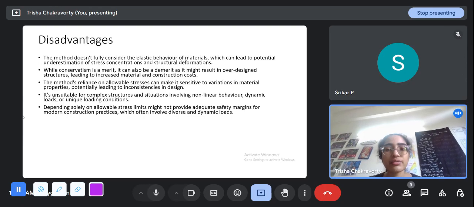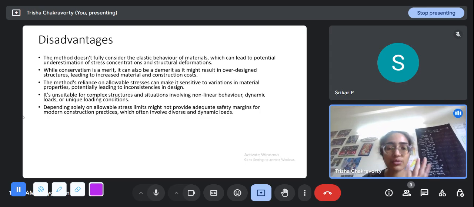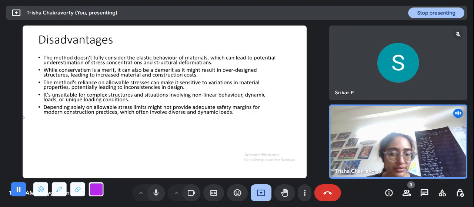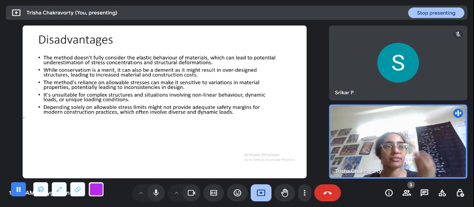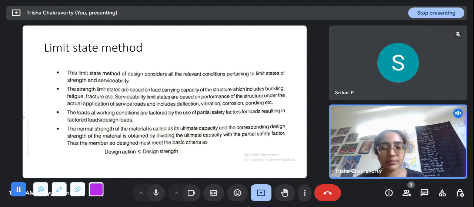So, in working stress method, we are not applying a factor of safety on the load, and we are taking the load to be just at the working load. Whatever load we are designing against, we just design against that load. We don't apply a factor of safety on that. So what if an unexpected load comes? That is not accounted for in this method, and that is accounted for in the limit state method.